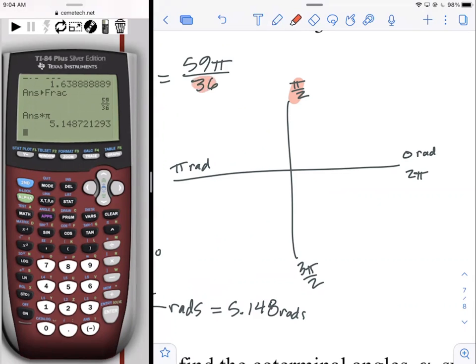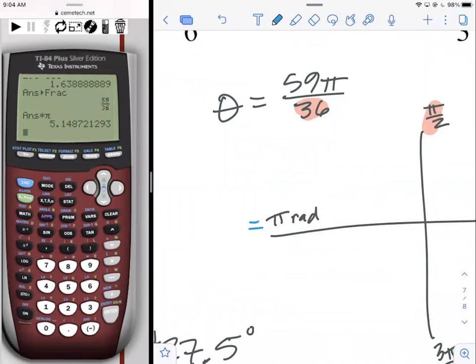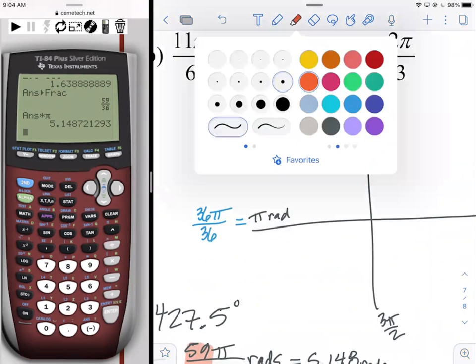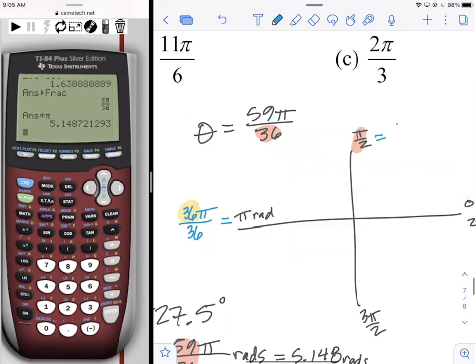So here's what we're going to do. I'm going to write pi in terms of 36. If you have a pie and you cut it into 36 pieces, so that everybody in class gets a slice and maybe a couple people get two, and you eat the whole pie, how many slices did you eat? 36, right? So pi is the same as 36 pi over 36. Better? Yeah. Now let's do the same thing we just did. We'll take half of 36, which is 18.